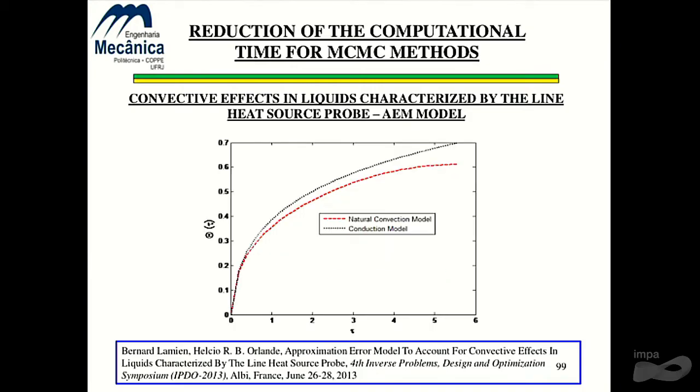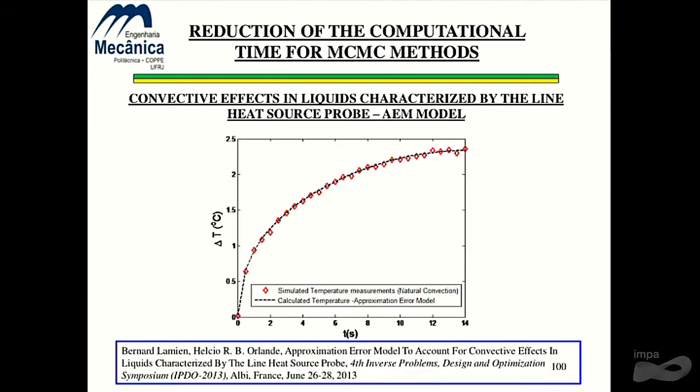In other words, if we had only the conduction model, we would have this black line here, while if we consider the natural convection model, the temperature at the center of the probe would be this red line, okay? So the effect is like if we were increasing the thermal conductivity, okay? So when we do this, the approximation error model, you see, this is what we get, okay? We actually can track very well the temperatures that were obtained with the natural convection probe.